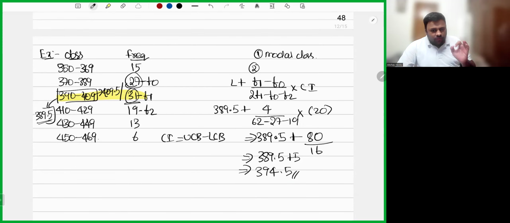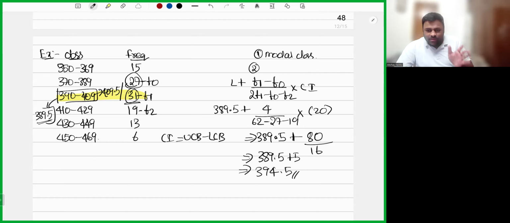So first locate the modal class. What is the modal class? The modal class is the class which has the highest frequency. You can ask me one question: sir, what if two classes have the highest frequency? That is not the answer here. You'll learn it in your BCom. That's a very complicated process. Next step.